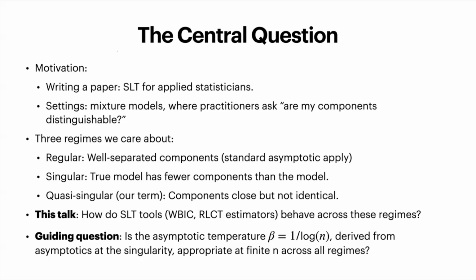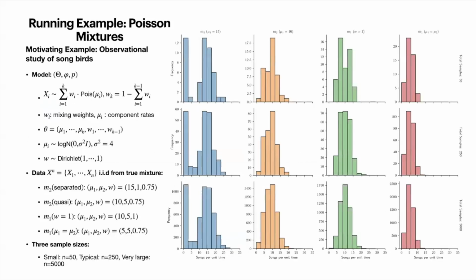Now, one of the main motivations of doing this work is to apply SLT tools to some of these problems and see what happens. One important guiding question, because in applied statistics, as you can imagine, we work a lot with finite samples: what really happens to asymptotic quantities like the inverse temperature? That becomes a very interesting question.